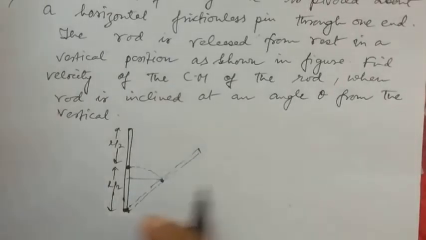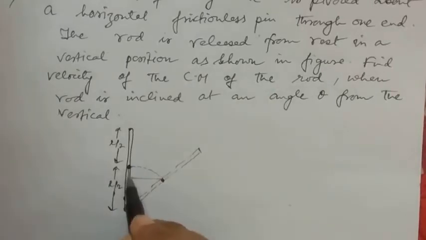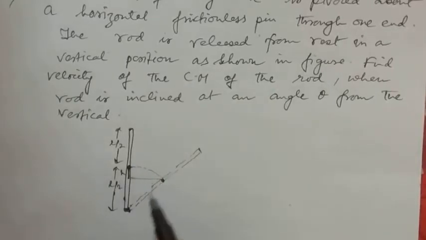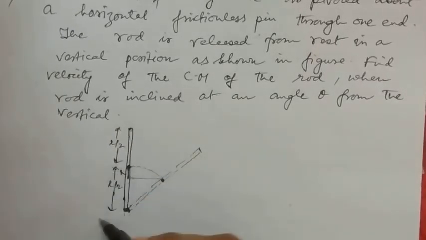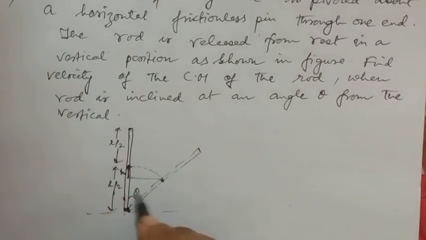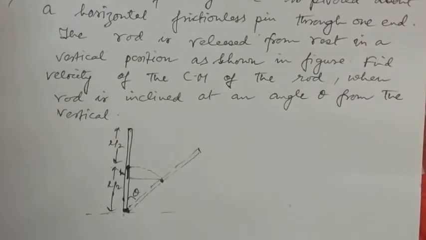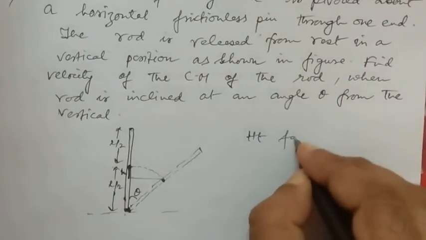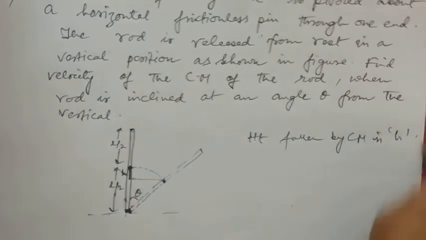Now in this process we can see that the center of mass is falling downwards. It has fallen through a distance of h. Now when the rod was vertical, we have taken the center of mass to be at the center of the rod, at a height of L by 2 from the pin. So the distance of fall of the center of mass, when the angle between the two positions is theta, is h. So the height fallen by the center of mass is h.